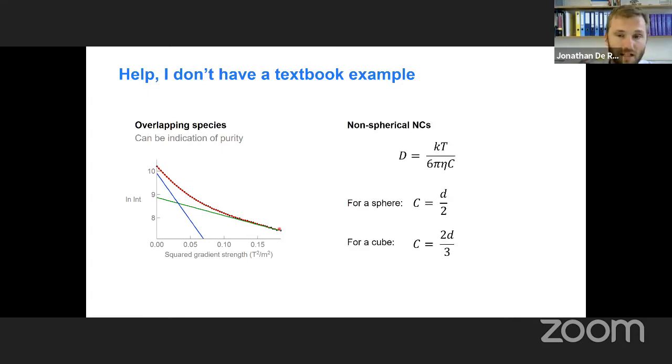Then you can also have non-spherical nanocrystals. That is also an option. And then you just have to know that the Stokes-Einstein equation changes a little bit depending on the shape of the object. And so you can calculate that for spheroids, for platelets, for spheres, or for cubes. So for spheres and for cubes, I put it here.